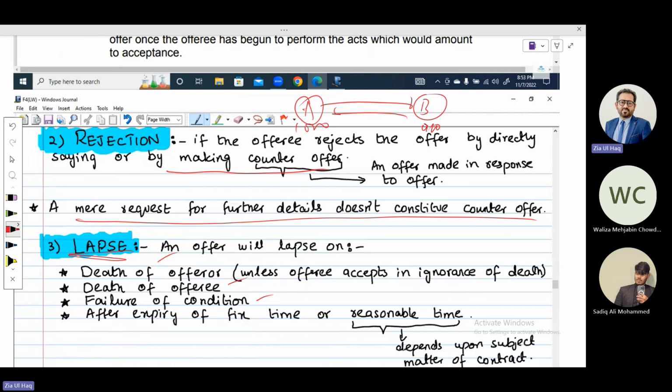For example, if anybody replies to me within 2 hours, I will sell my mobile for 1000. If within 2 hours I haven't received any response, and after 3 hours you send the response, this means the offer lapsed after 2 hours. Now he cannot accept that. After expiry of a fixed time or reasonable time: the offer was made in January and the offeree accepted the offer in July, after 6-7 months, and he's saying, okay, I have accepted this. There is no contract, because there is a lapse of reasonable time.